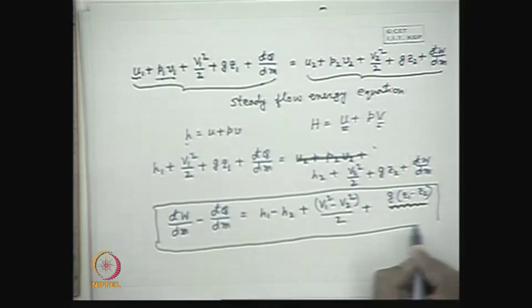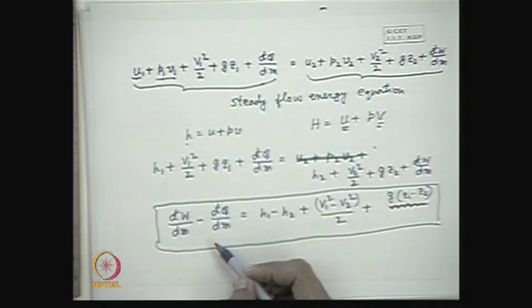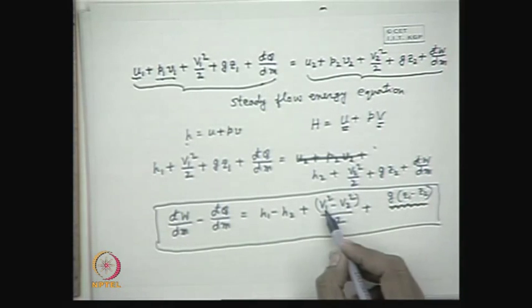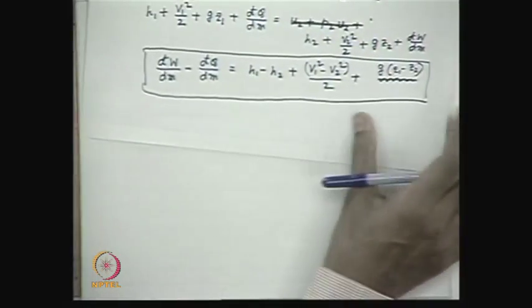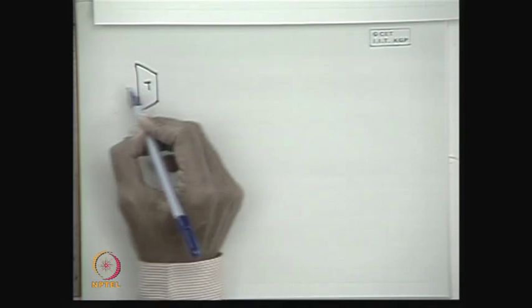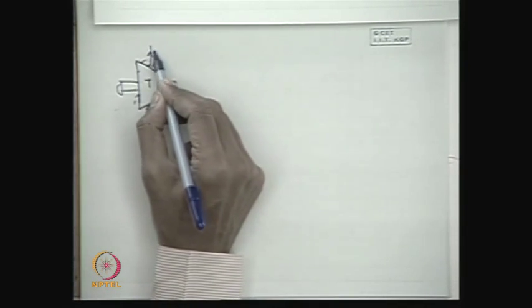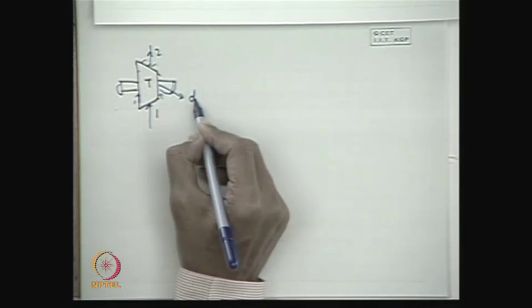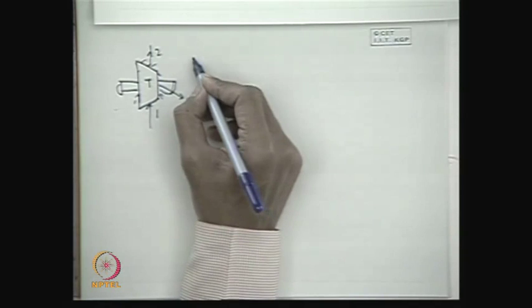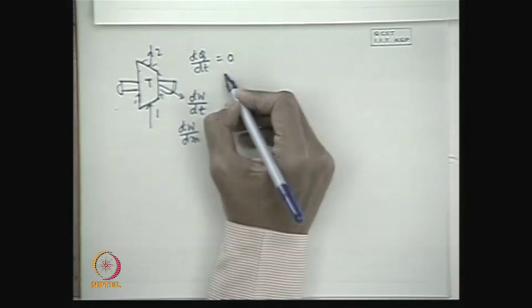But incidentally, it happens that in all engineering devices, heat transfer and work transfer do not take place simultaneously. And moreover, the changes in potential energies and kinetic energies are sometimes neglected. For example, let us consider only the devices which have only work interactions without any heat interactions. Let us consider a turbine, for example. The simple case, the turbine. You know, the turbine, this is insulated. Let this be 1, this be 2. Let this be insulated. So, in this case, dW/dt is there, which is coming out, whereas dQ/dt is 0. Or you can say dW/dm is there and dQ/dm is 0.